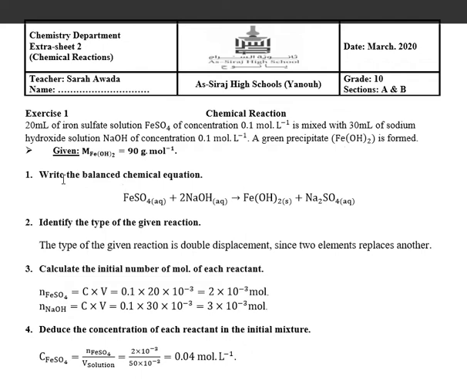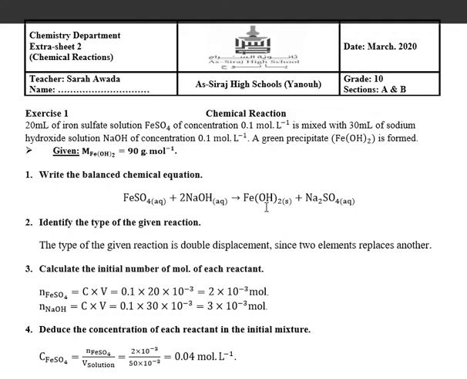In part 1, write the balanced chemical equation. To write the equation, you have to start by writing the reactants FeSO4 plus NaOH. After the arrow, you have to mention the products. The first product is the green precipitate Fe(OH)2, which has a solid state.